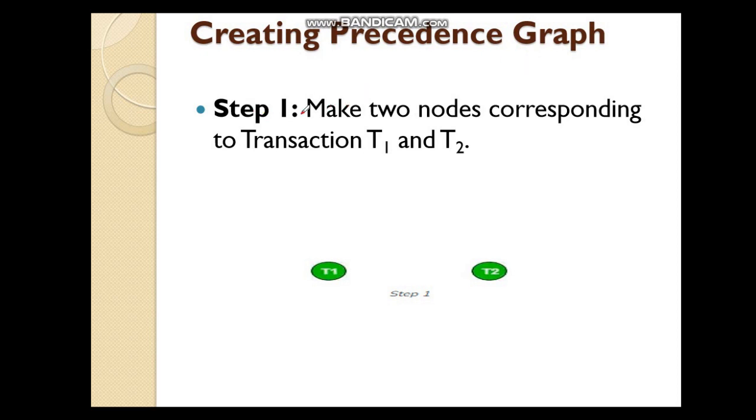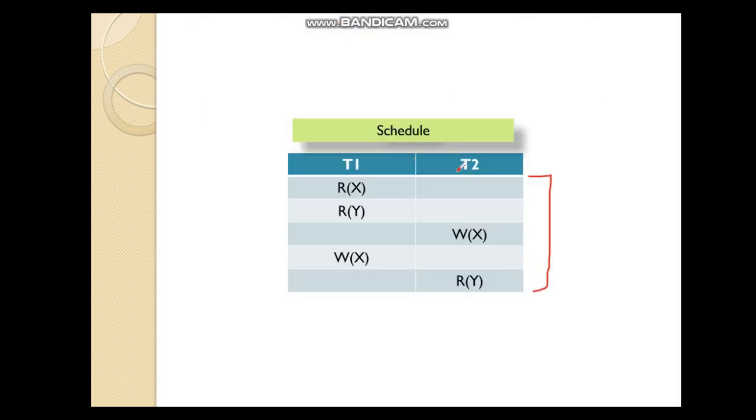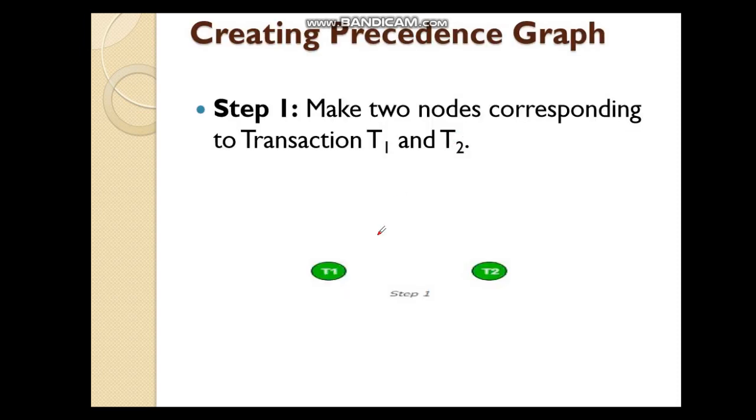Next, here we are trying to create the precedence graph. The very first step over here is to make two nodes corresponding to transactions T1 and T2. Since we have two transactions in this schedule, T1 and T2, the nodes will be T1 and T2. So this is the very first step, we write two nodes over here.